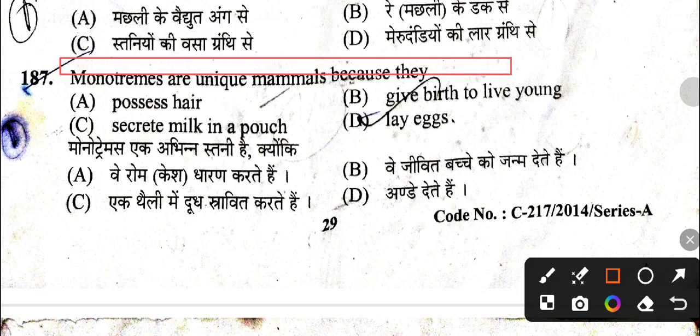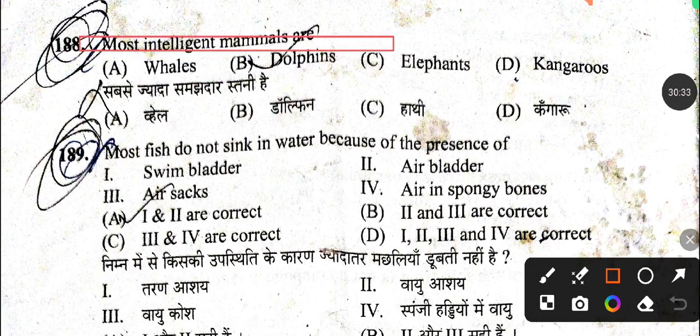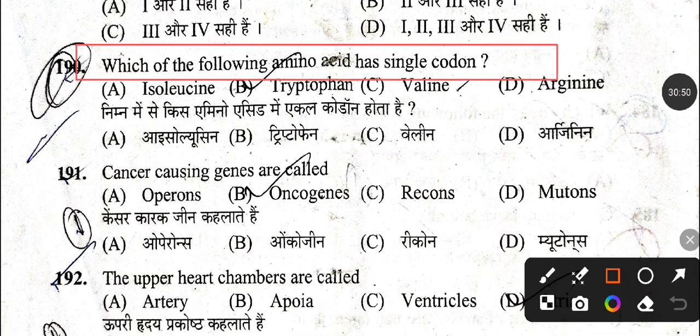Most intelligent mammal is dolphin. Most fish do not sink in water because of the presence of, option A, that is 1 and 2. Swim bladder and air bladder are the same thing. So option A is the right answer. Which of the following amino acids has a single codon? Tryptophan and methionine both have a single codon. So option B is the right answer.